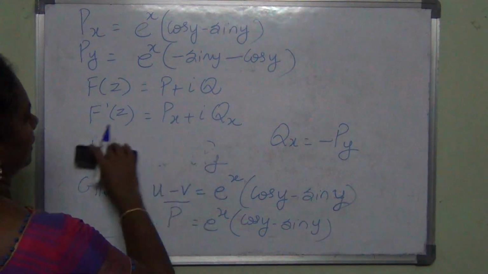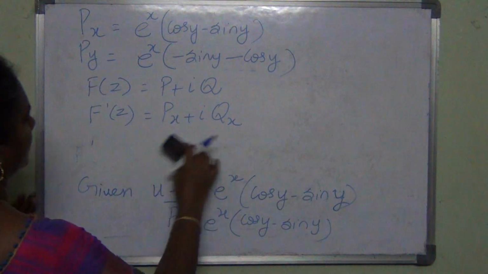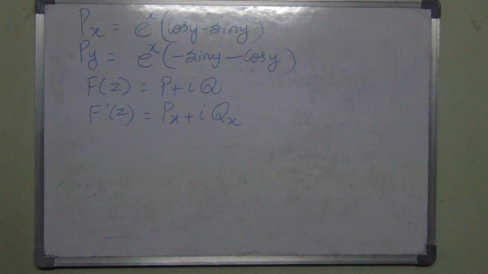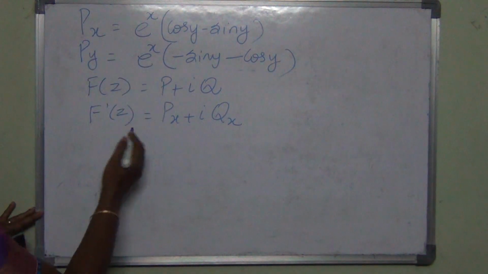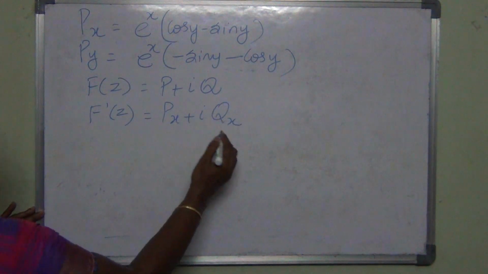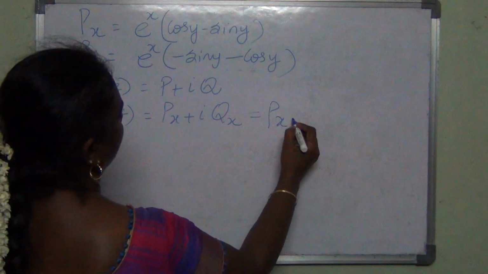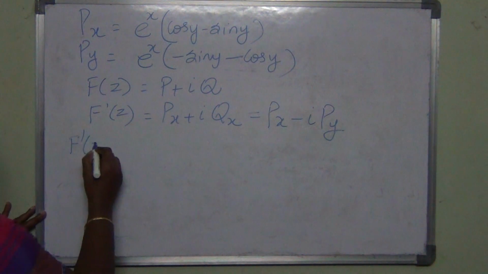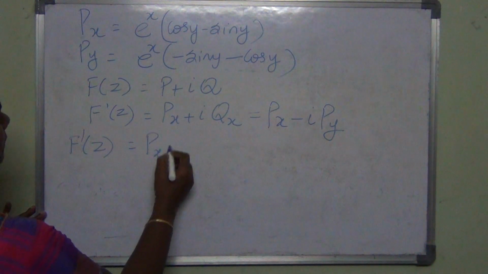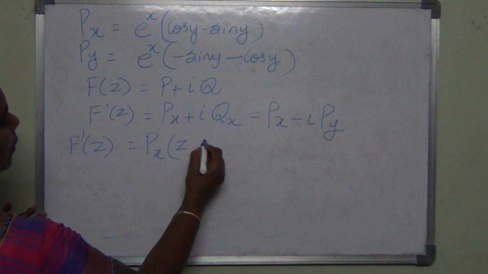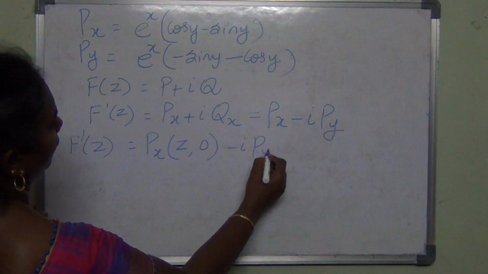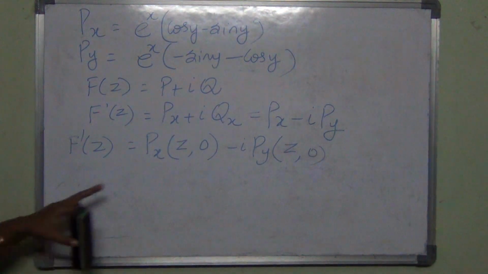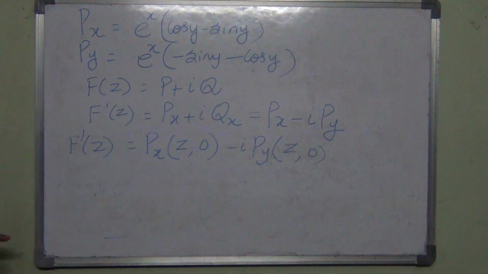Now I am going to apply the theorem in order to determine the analytic function. I know f dash of z is equal to p_x plus i q_x, and this is equal to p_x minus i p_y. So let us find f dash of z, which is equal to p_x of z comma 0 minus i into p_y of z comma 0, replacing x by z and y by 0. Let us find p_x of z comma 0 and p_y of z comma 0.